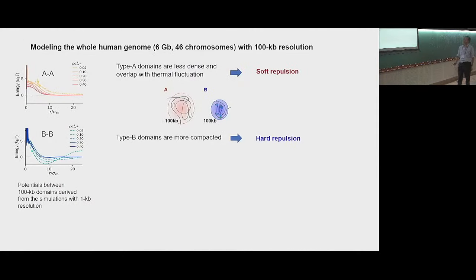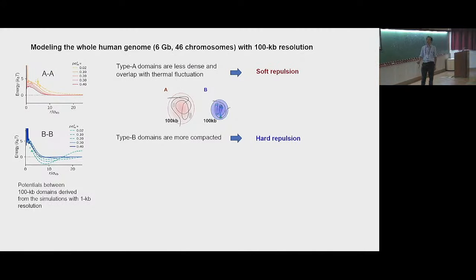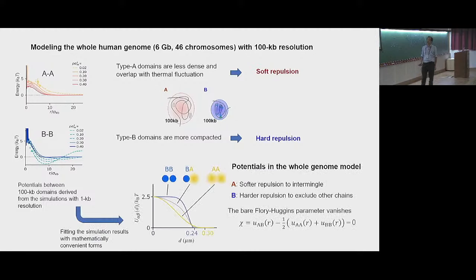So this is the calculated effective repulsive interaction. Type A for the mild repulsion and type B, the harder repulsion. And we use the mathematically convenient potential form to represent this difference. And we assume that BA interactions are the average between them. With this parameter setting, the so-called Flory-Huggins parameter for the phase separation is always 0.